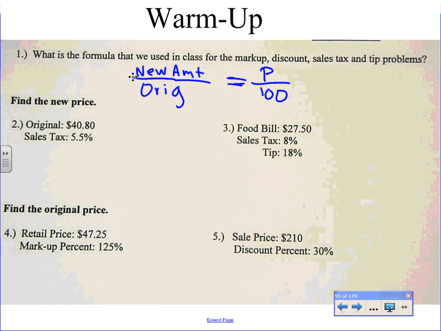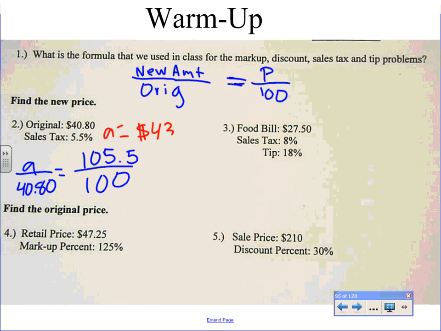Okay? All right, number 2, I need to know the proportion you used and the answer. So Gio, let's go to you for number 2. Good job. So here's our proportion. We are looking for the new amount. Gio, what did you get for your answer? Good job. So $43.04.